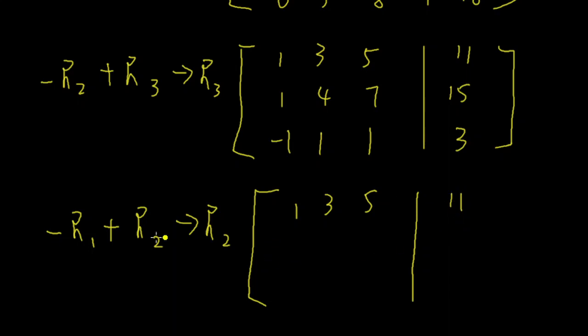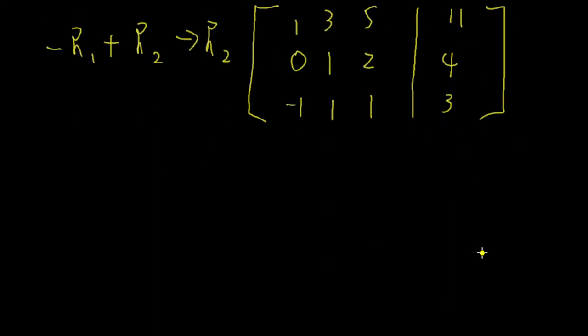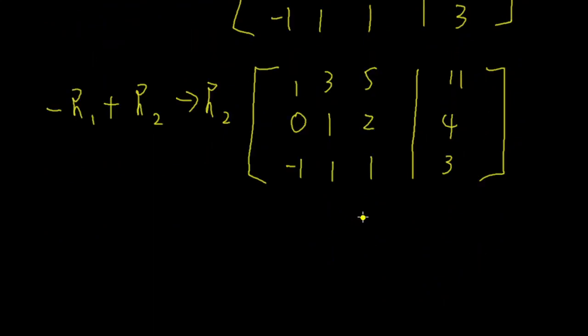Row 2, negative 1 times 1 is negative 1 plus 1 is 0. Negative 1 times 3 is negative 3 plus 4 is 1. Negative 1 times 5 is negative 5 plus 7 is 2, right? Negative 11 plus 15 is 4, right? So I changed row 2 back, right? So row 3 will not change here. Okay, what do I do next?